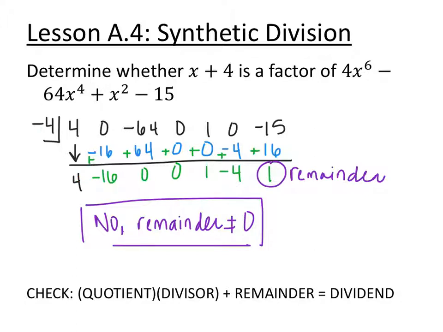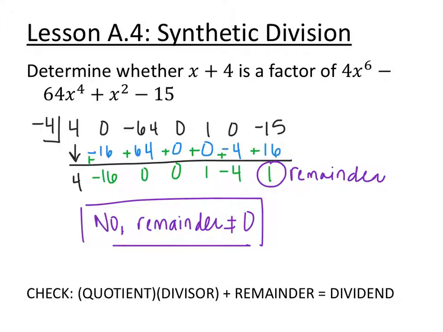Multiply, negative 4 times 4 is negative 16. Add, 0 plus negative 16 is negative 16. Multiply, negative 4 times negative 16 is positive 64. Add, you get 0. 0 times negative 4 is 0. Add, you get 0. 0 times negative 4 is 0. Add, you get 1. Negative 4 times 1 is negative 4. 0 minus 4 is negative 4. Negative 4 times negative 4 is 16. Negative 15 plus 16 is a positive 1.